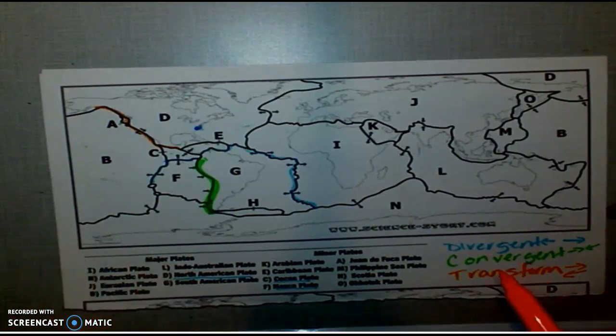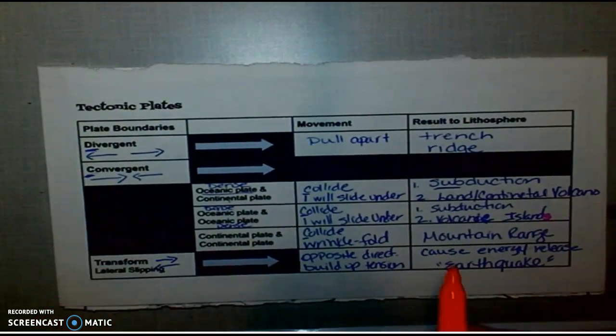So you're looking at divergent that are pulling apart. That's going to create trench and new crust. You're looking at convergent, which are coming together, and depending on what kind of plate they are is what's going to be created. And then you've got your transform plates that are going in opposite directions. They kind of snag up on each other and end up creating a lot of tension. They slip, a release of energy, and creating an earthquake.